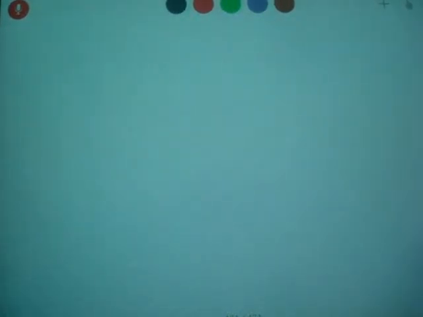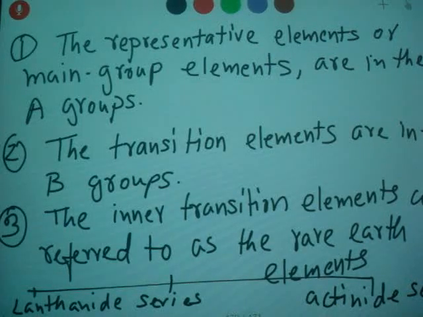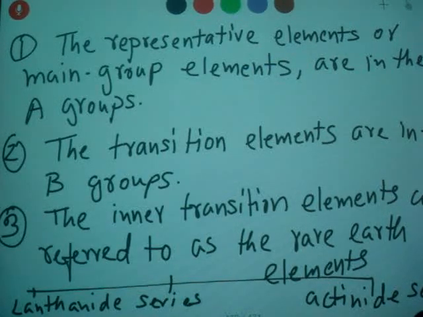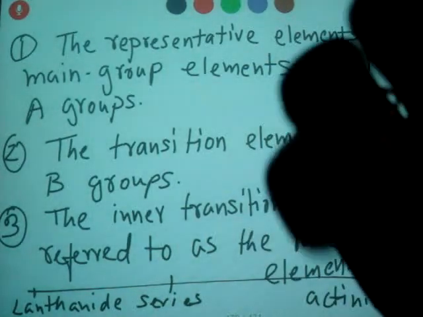So let me go back. When you look at the periodic table, that's how they are divided into representative groups, transition groups, and inner transition groups.